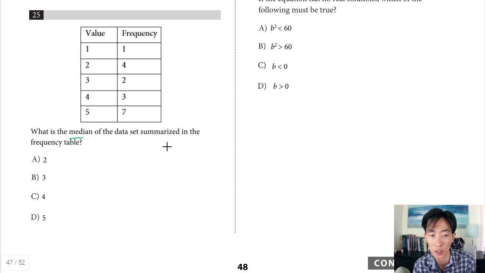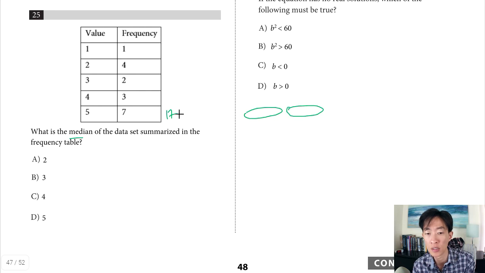find the middle entry. So the easiest way to do this is first find the total number of data points or numbers, and we have to add up the frequencies. So 1 plus 4 is 5, plus 2 is 7, plus 3 is 10, plus 7 is 17. So there's a total of 17 values in this set. Now what is the middle of 17? Just think of if there were 16, you would be able to divide the set into 8 and 8. So that means in a set of 17, the middle is going to be the 9th value.